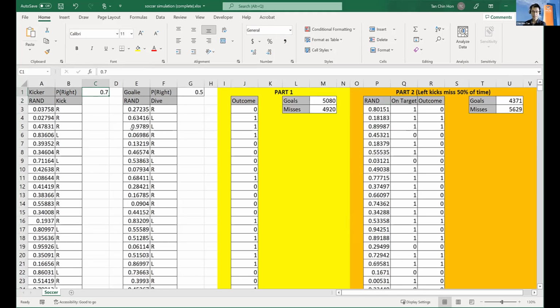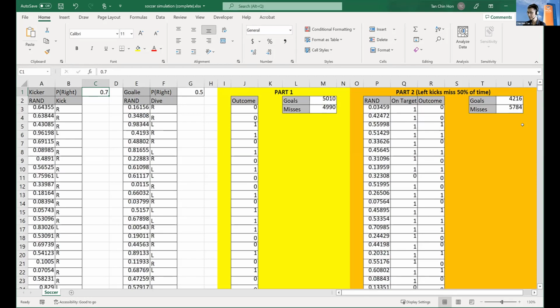And so you realize that if we kick to the right 70% of the time, and if the goalie dives to the right 50% of the time, then we are going to score goals about 42% of the time, and we're going to miss the goal about 58% of the time. Okay, somewhere around that range.